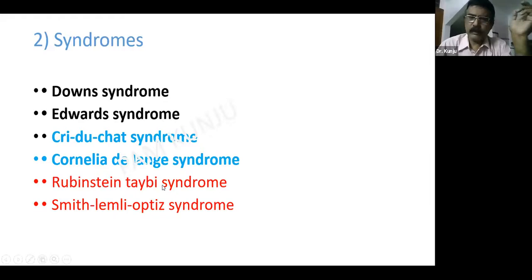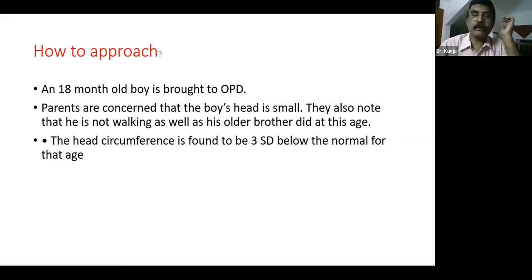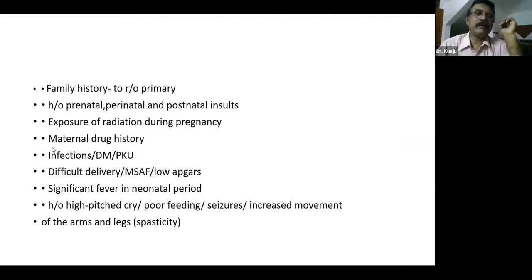Right. Already I have discussed how to approach the case, but here a child is brought with microcephaly. Then you have to definitely go for a family history, isn't it? You have understood that, to rule out a primary microcephaly. And then you go for the prenatal, perinatal, and postnatal insults, to know the cause for a secondary microcephaly. And that includes radiation and drug history, then infections, maternal diabetes, PKU, difficult delivery, because birth asphyxia can lead to it. Then significant fever in the neonatal period, because maternal hyperthermia is considered as a cause for this also. And then the newborn period, because of associated high-pitched cry, poor feeding, seizures, and jitteriness, all will be there, and look for spasticity.